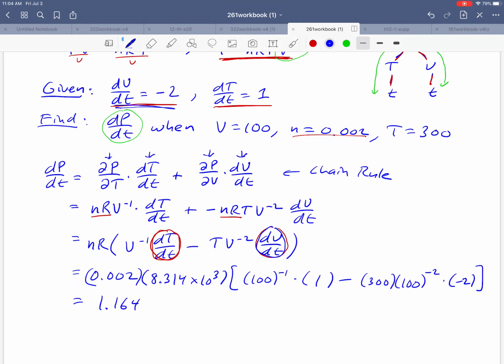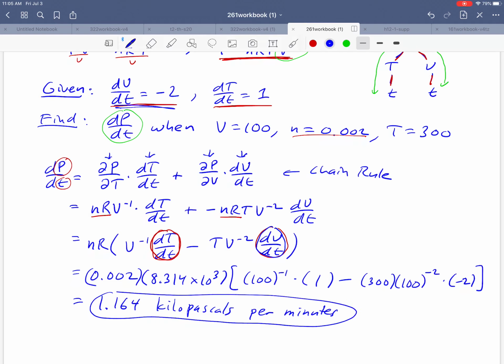What should the units on that answer be? Okay, well, just ask yourself, what were the units that we were measuring pressure and time in? And pressure was being measured in kilopascals, and time was being measured in minutes. Okay, so we have just demonstrated that the pressure is increasing at a rate of 1.164 kilopascals per minute. Okay, actually minute, not minutes.